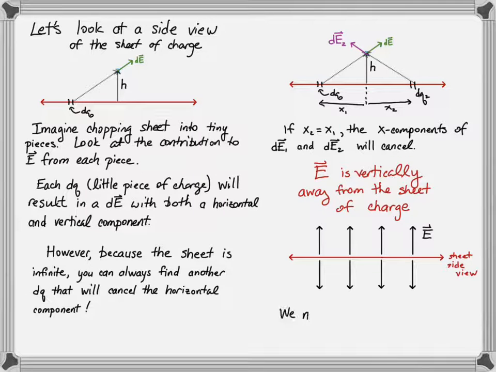So we know the electric field has to look like this. It has to be vertically away from the sheet. On the top, it's going to be straight up, and on the bottom, it's going to be straight down.